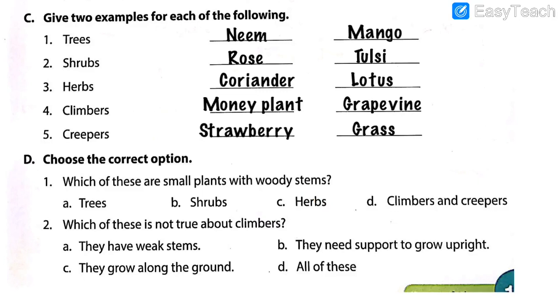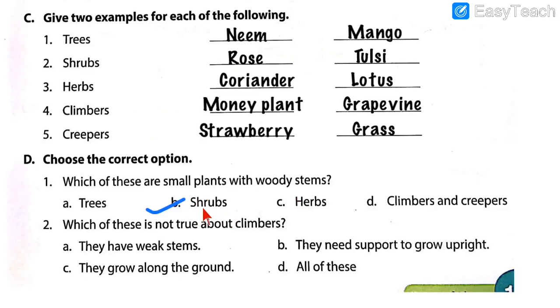So we know which are the small plants. Shrubs and herbs are small plants. But which one has the woody stem? So the correct answer is shrubs, because herbs are also small but their stems are soft. So shrubs, they have woody stems. So I have marked option number B as the correct option because they have asked small plants with woody stems.